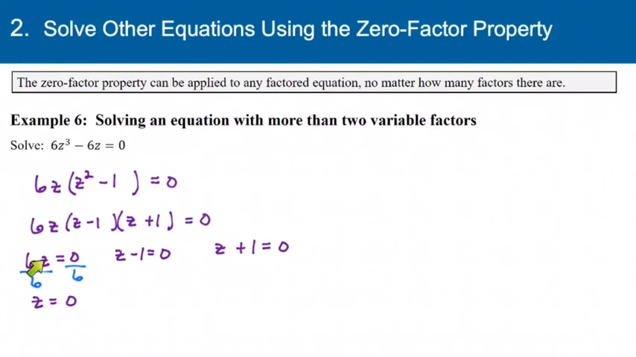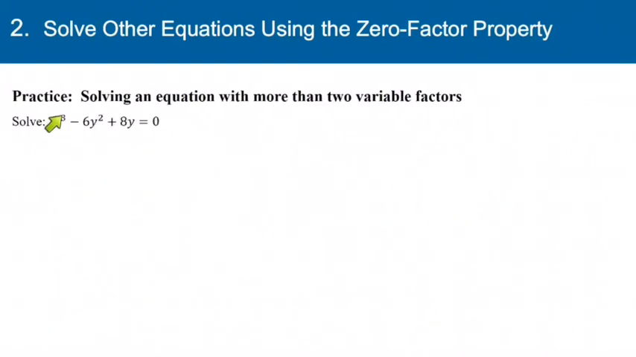And so notice that you could use the zero factor property on this. If 6 times some unknown number is 0, that unknown number must be 0. All right, and for the second factor, z minus 1 equals 0, we'll add 1 to both sides and z equals 1. For the third factor, subtract 1 from both sides and z equals -1. So this time, because this was a third power equation, we got 3 solutions. So our solution set is 0 and 1 and -1 in no particular order.